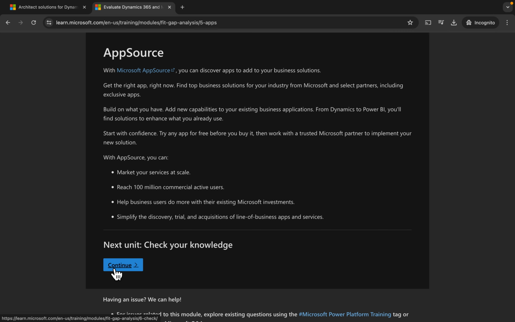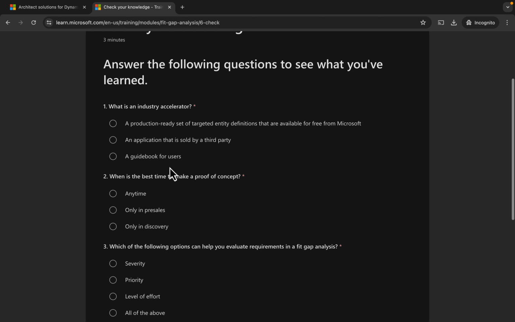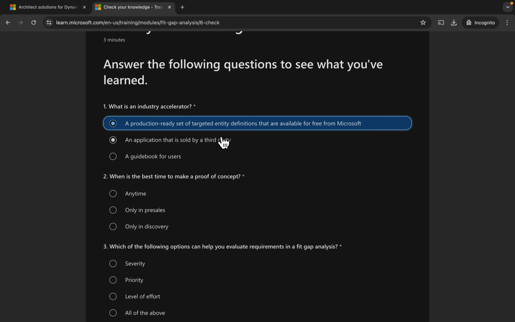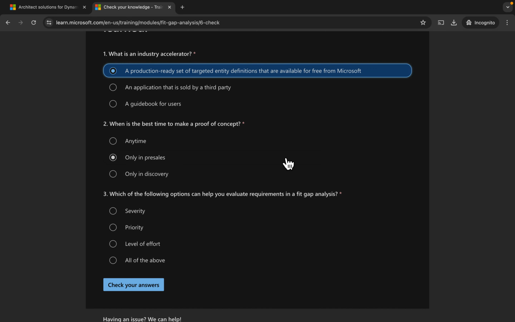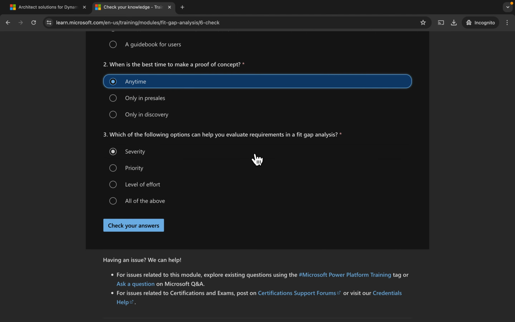Check your knowledge. Answer the following questions to see what you've learned. What is an industry accelerator? A production-ready set of target entity definitions that are available for free from Microsoft, an application that is sold by a third party, a guidebook for users. We'll select the first one. When is the best time to make a proof of concept? We'll say anytime. Which of the following options can help you evaluate requirements in a fit gap analysis? Severity, priority, level of effort, all of the above. Say all of the above.